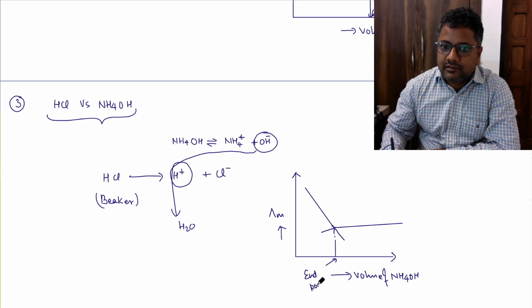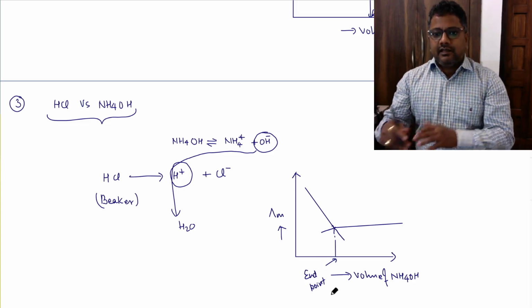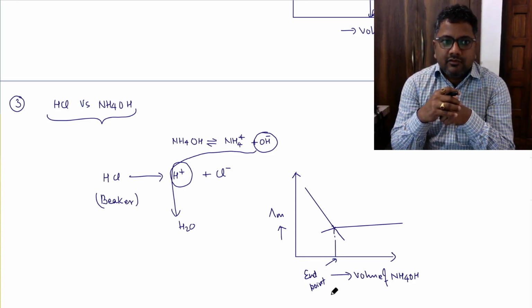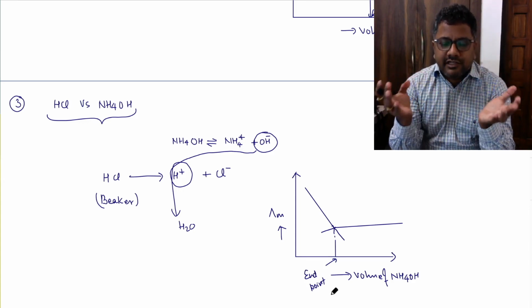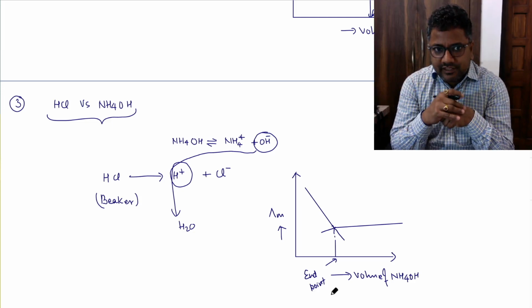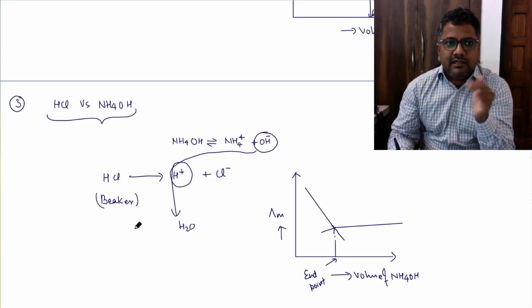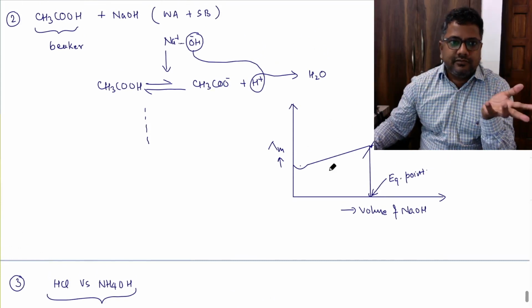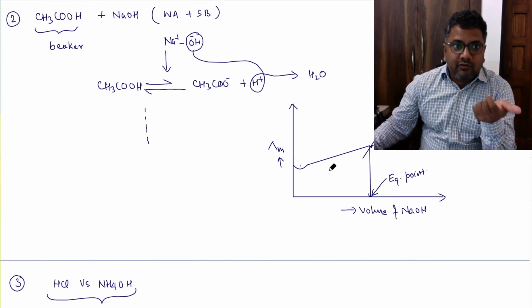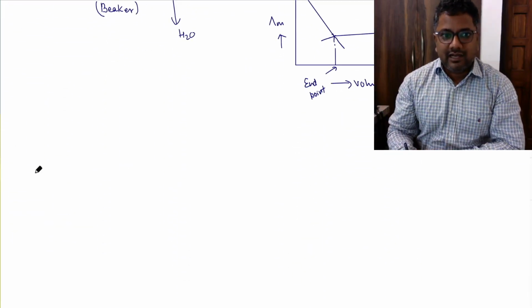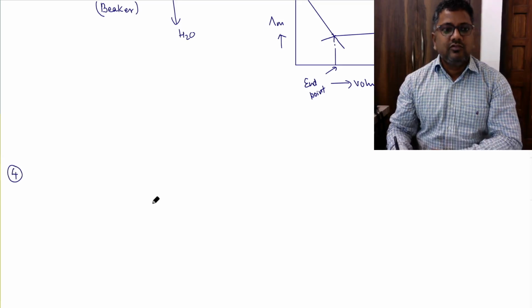End point. So see here, all the skill of your ionic equilibrium is used. If you have no idea about what equilibrium is, what Le Chatelier's principle is, how they are affected, you cannot understand all these things, right? So this is HCl versus NH4OH, and if you take NH4OH in the beaker and you are adding HCl, you will get a similar kind of graph, right? So be careful what is added in which. That is important.